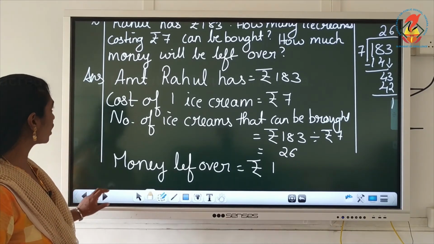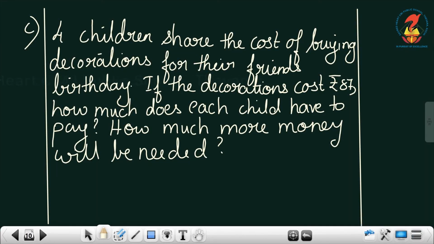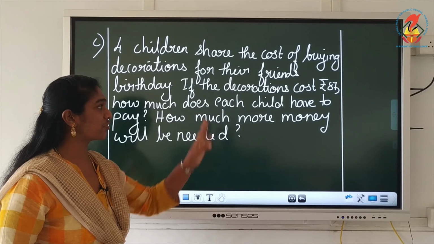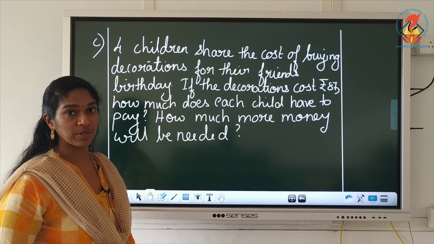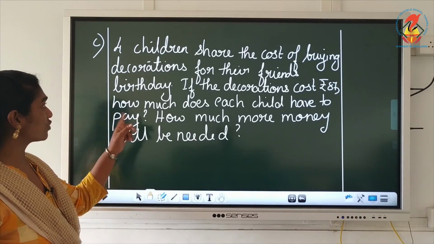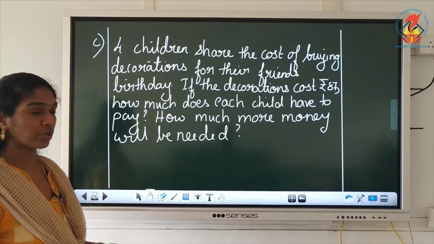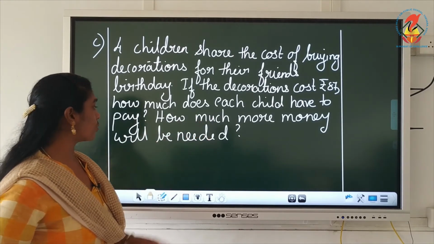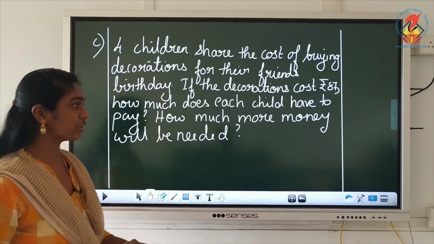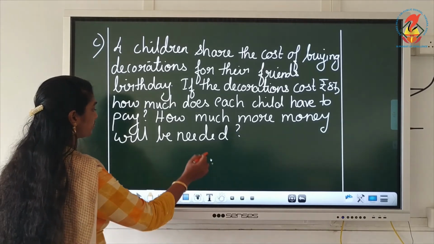Okay. Now coming to the next question. 4 children share the cost of buying decorations for their friend's birthday. If the decorations cost rupees 87, how much money does each child have to pay? The total cost of the decoration is 87 rupees. Number of children is 4. So how much does each child have to pay? You have to divide. And then they are asking you how much more money will be needed. I will come to that. First we will divide and see what the answer is.